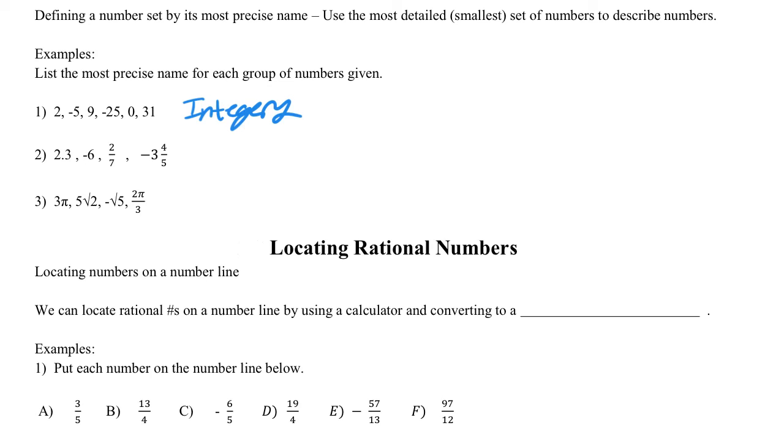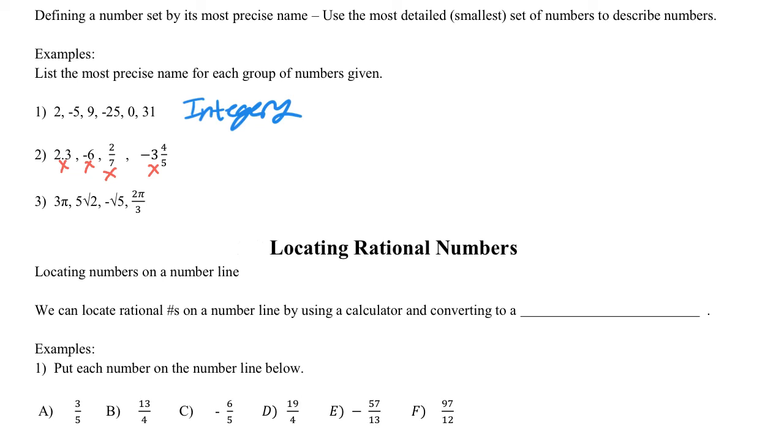Okay, let's take a look at the next one. 2.3, -6, 2/7, -3, and 4/5. Starting from the inside out. Are these all natural numbers? No, none of these are natural numbers, right? So natural numbers, we don't have any negatives, we don't have any fractions, we don't have any decimals, and we don't have 0. Well, these are all either negative, a fraction, or decimal, so they definitely don't belong.